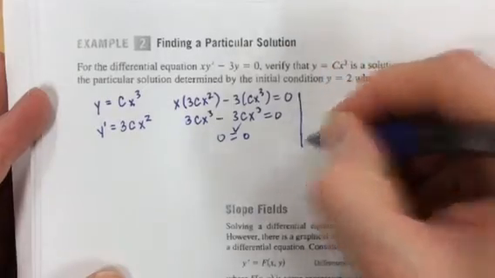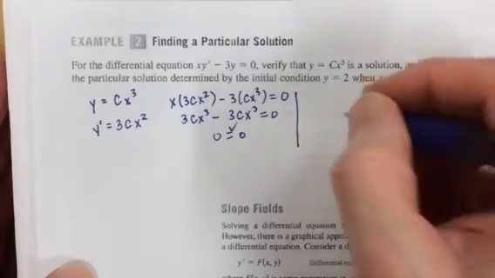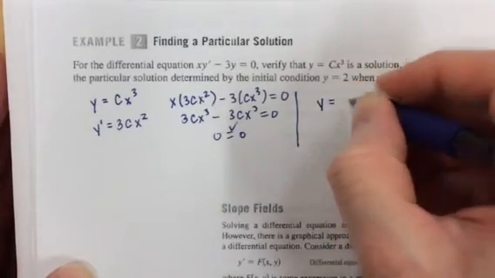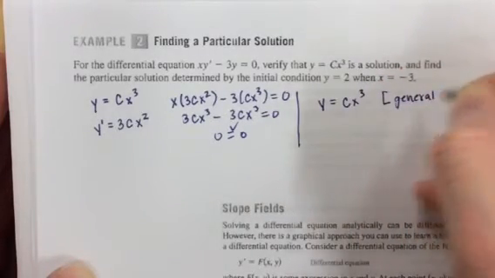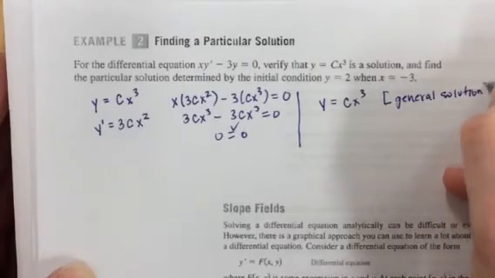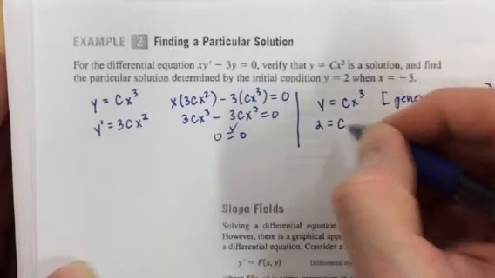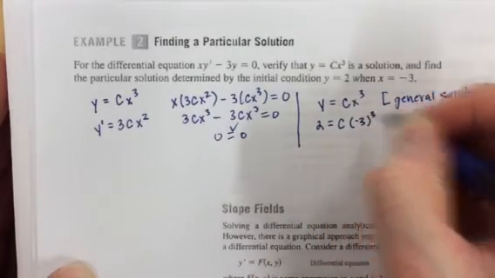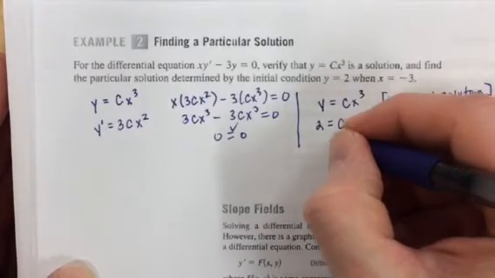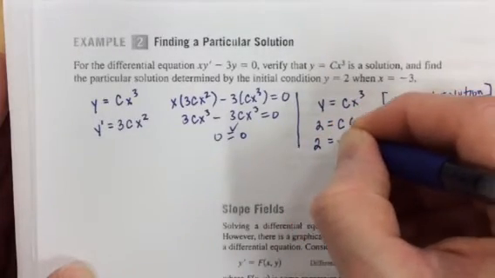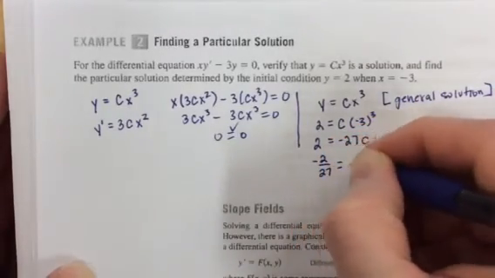Then we can use our initial condition. To use our initial condition, we just use this general solution. y is equal to c times x cubed, and remember we call that the general solution. So we're going to plug in here. 2 is our y, should equal c times negative 3 to the third power. Negative 3 to the third power is negative 3 times negative 3 times negative 3, which would be negative 27. So 2 is equal to negative 27 times c, which means that negative 2/27 is equal to c.